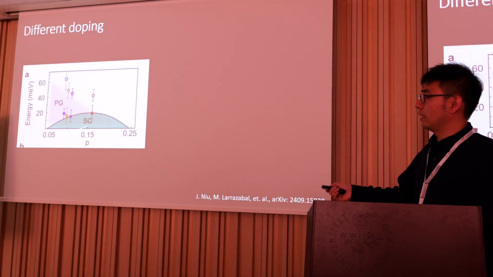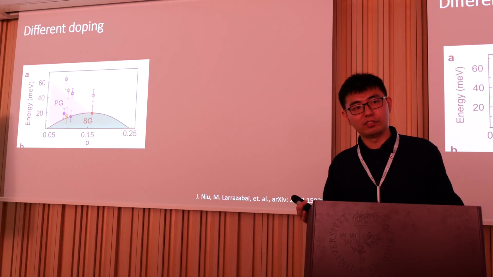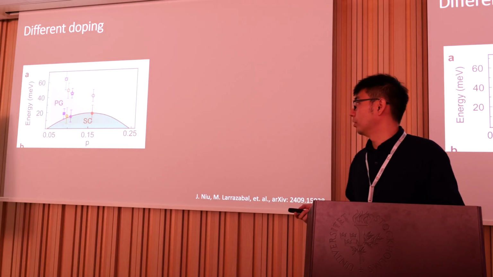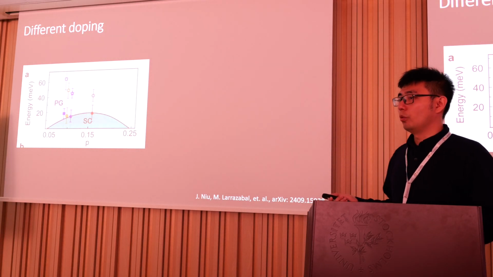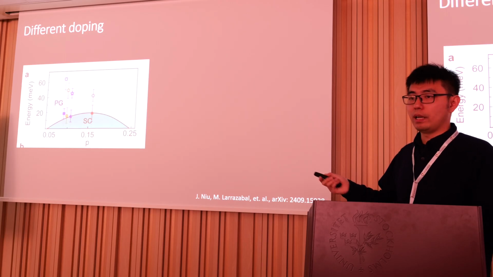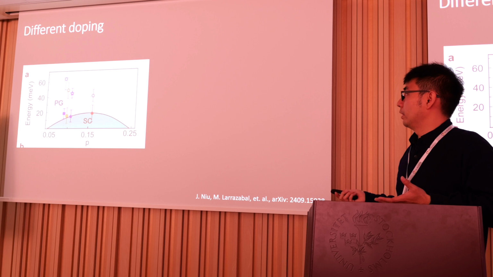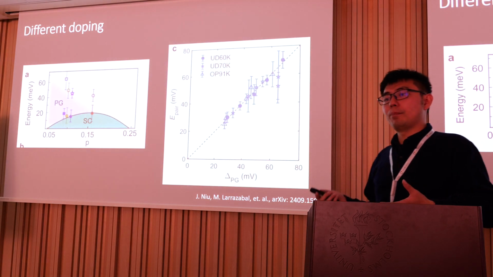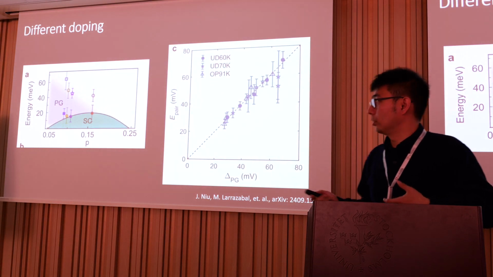And finally, as I said, we measured many different samples with different doping. For example, if we change from optimum doped to underdoped, our pseudo gap energy will increase. So how about your pairing energy? I will skip showing you the results one by one and directly show you the summary of the results for all the samples.